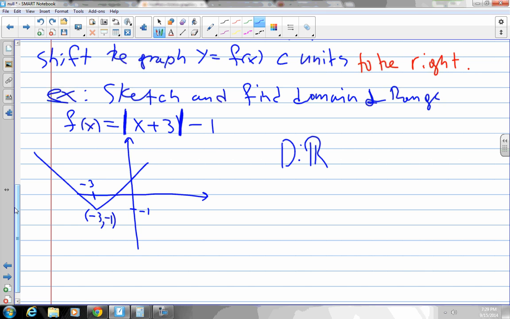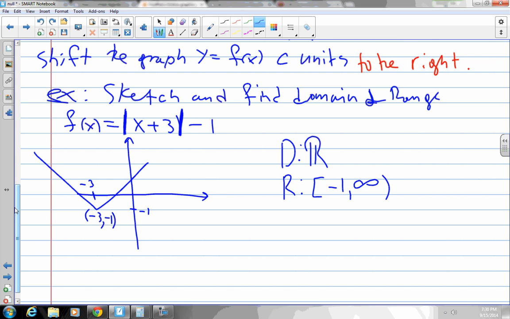Now, what about the range of this thing? So you're looking at the y-axis. Well, there's no graph in this region, so the range is from negative 1 to infinity, including negative 1. So you're just looking at what's covered on the y-axis. Okay? Any questions?